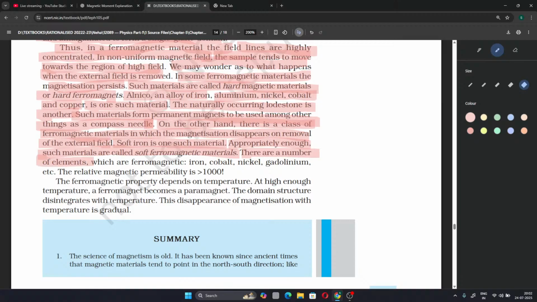There are a number of elements which are ferromagnetic: iron, cobalt, nickel, gadolinium, etc. The relative magnetic permeability is greater than 1000. The ferromagnetic property depends on temperature. At high enough temperature, a ferromagnet becomes a paramagnet. The domain structure disintegrates with temperature. This disappearance of magnetization with temperature is gradual. With the increase in temperature, the alignment changes, and due to thermal motion, it will become a paramagnet.